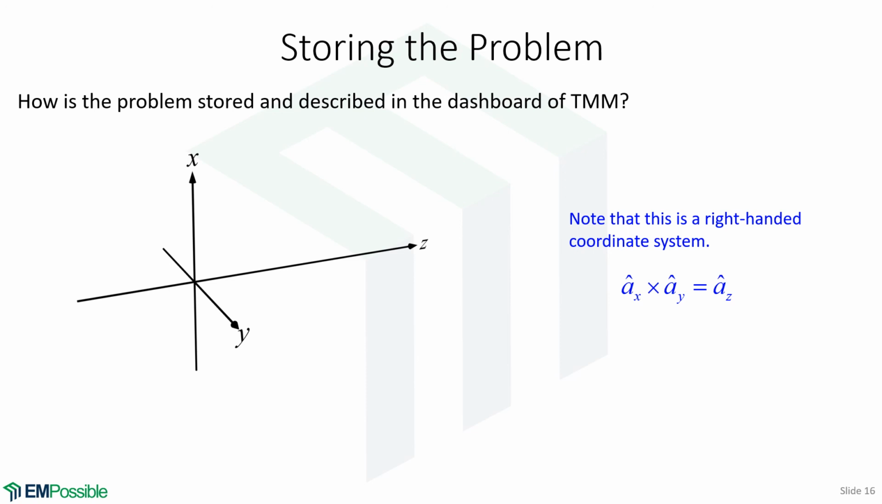So how do we store the problem? Somehow the computer has to know what it is we're simulating. And so we always have a right-handed coordinate system. That's what we're showing here. And we know it's right-handed if we do a cross product of the x direction with the y direction and we get the z direction.